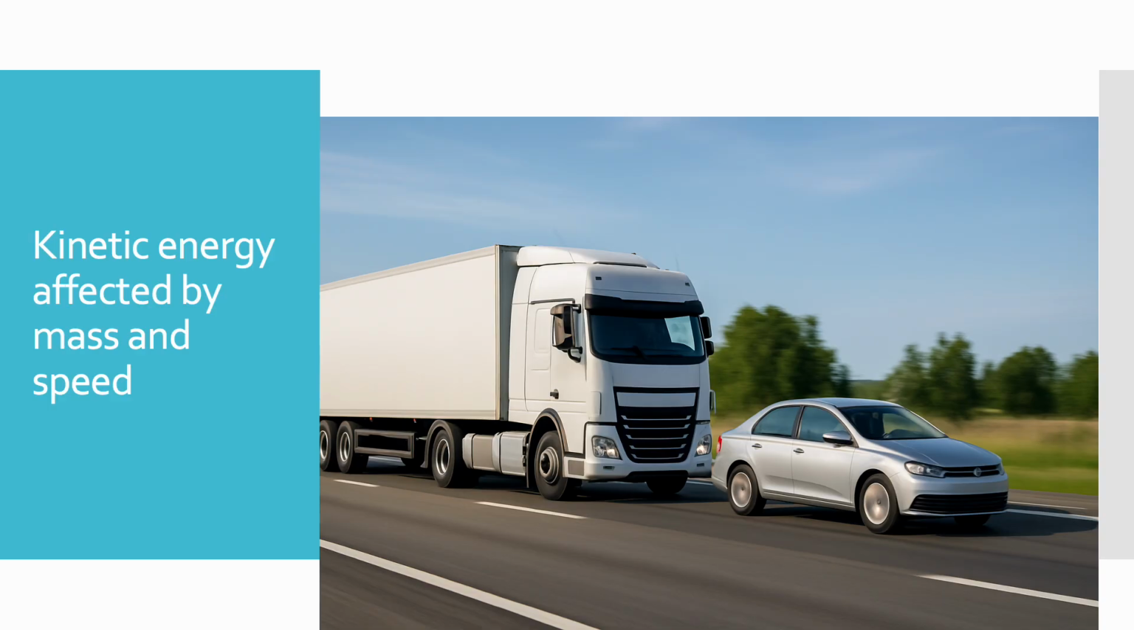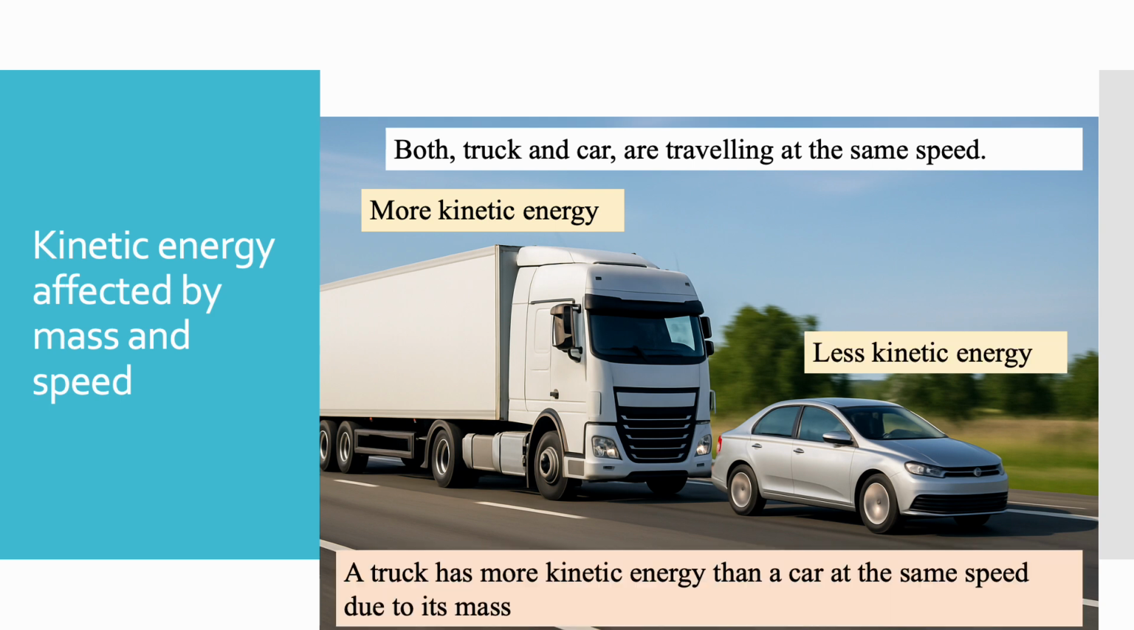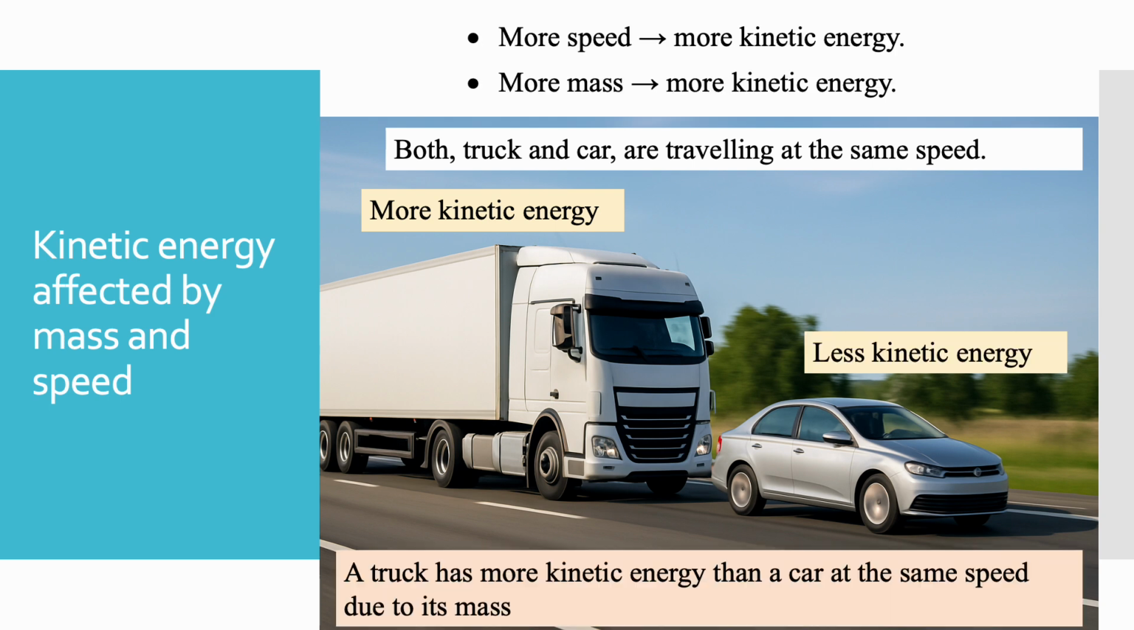Let's compare a truck and a car moving at the same speed. The truck has more mass than the car, so it has more kinetic energy. Similarly, if two objects have the same mass, the one moving faster has more kinetic energy. So kinetic energy increases with both mass and speed.